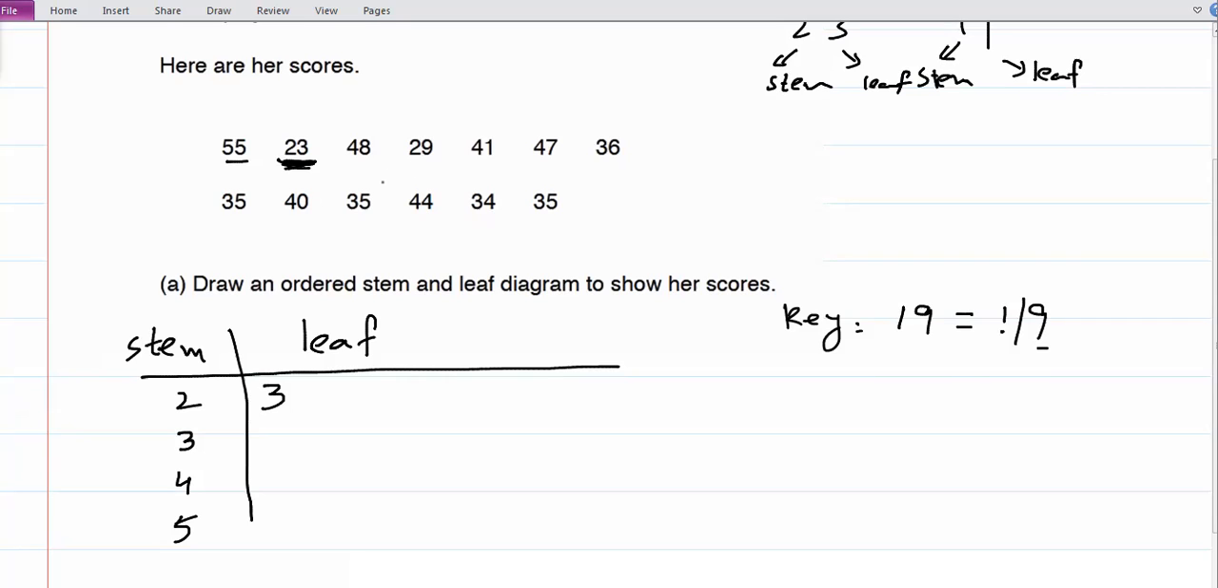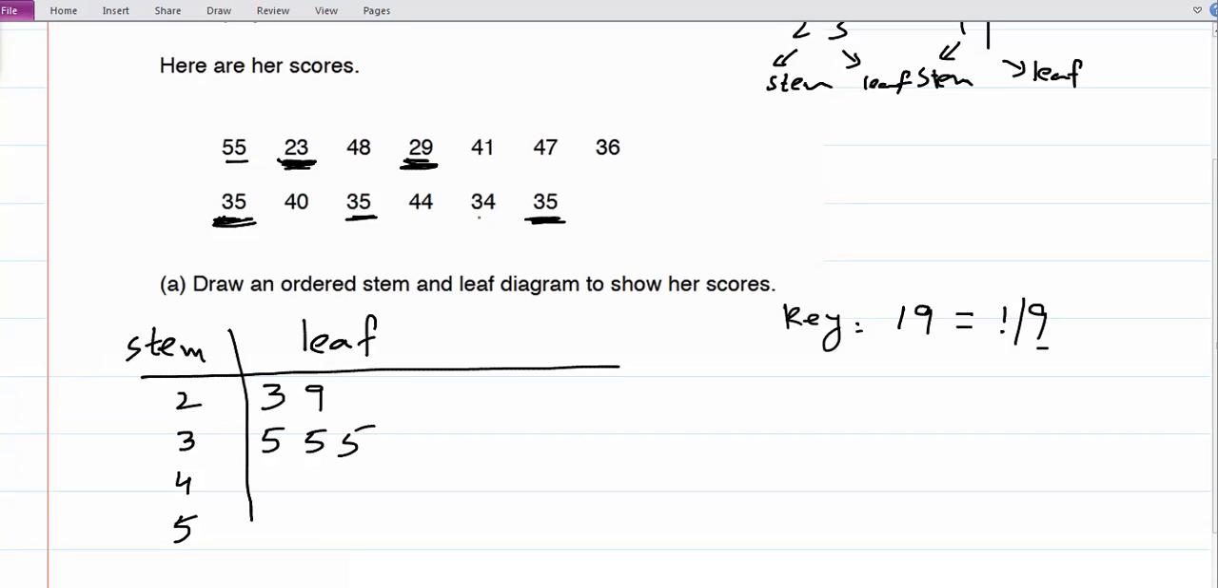Then after 23, which next number is with 2? That is 29. 2 we already wrote, so write 9 here. Okay, then numbers starting with 3. The smallest number starting with 3 is 35. We have 35, 35, 35, 35. It means 3 we already wrote, so 5, 5 and 5. Okay, we wrote them.